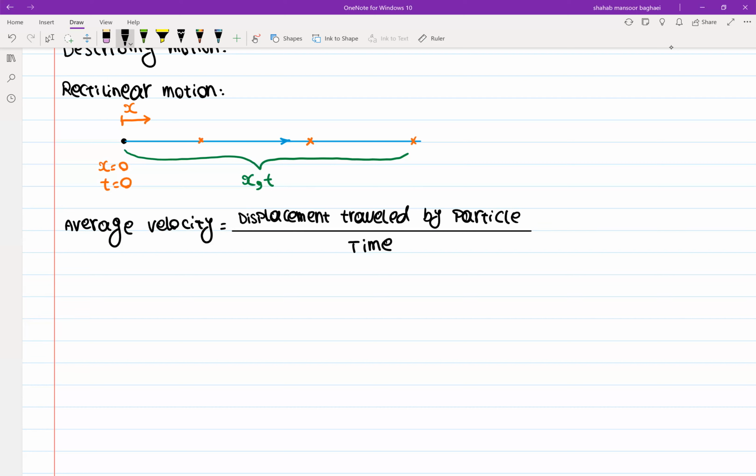So if I want to use letters, I can do it like this. Instead of average velocity, I have this letter, V bar. V bar means average velocity. Displacement traveled by the particle is X, which is here for your measurements, and the time is T. Therefore, this is your equation, or this is the definition of average velocity.